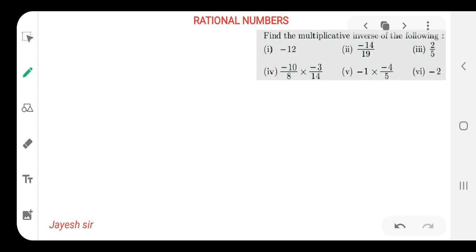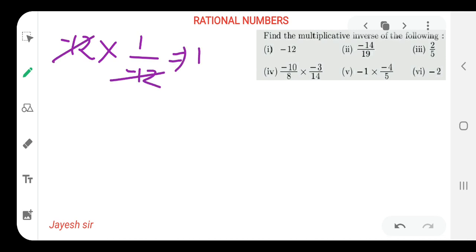What should be the multiplicative inverse of minus 12? The reciprocal of minus 12 is 1 upon minus 12. So minus 12 cancels. So the result is 1. So its reciprocal is minus 1 upon 12. I hope you all might have understood it.